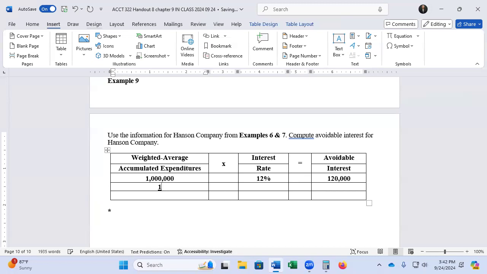And then we have the remaining 1.2 million. And that we said would be 10.64%. And so that interest calculation is 127,680. Nope, read the wrong line. My apologies. 127,680. So we add these up and you get 247,680. And this would be the amount that is avoidable and could be capitalized.